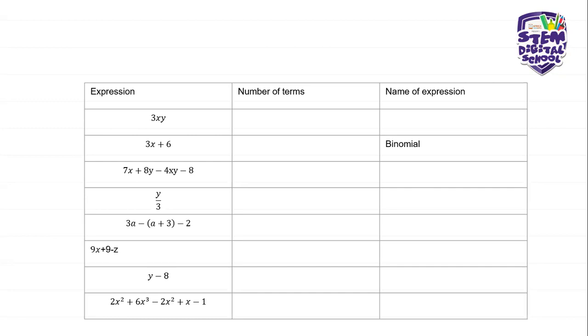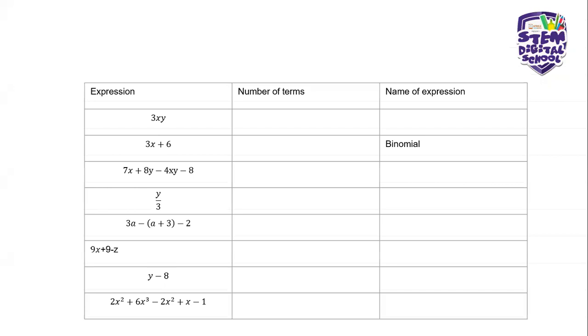So in the second category there, you can see we have already classified our expression as a binomial. We said that this is a binomial, therefore a binomial consists of two terms. So that is what we have there. A binomial has got two terms. Can we now look at the next one?